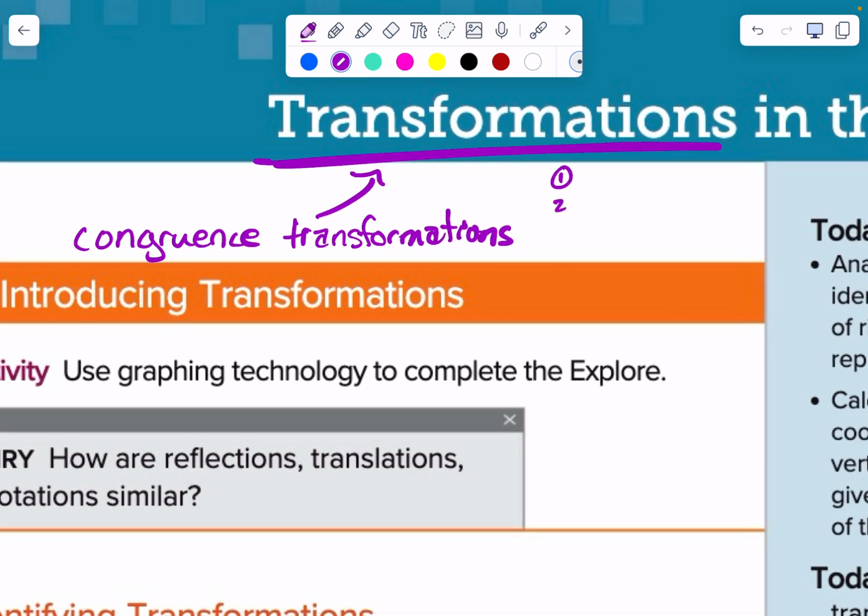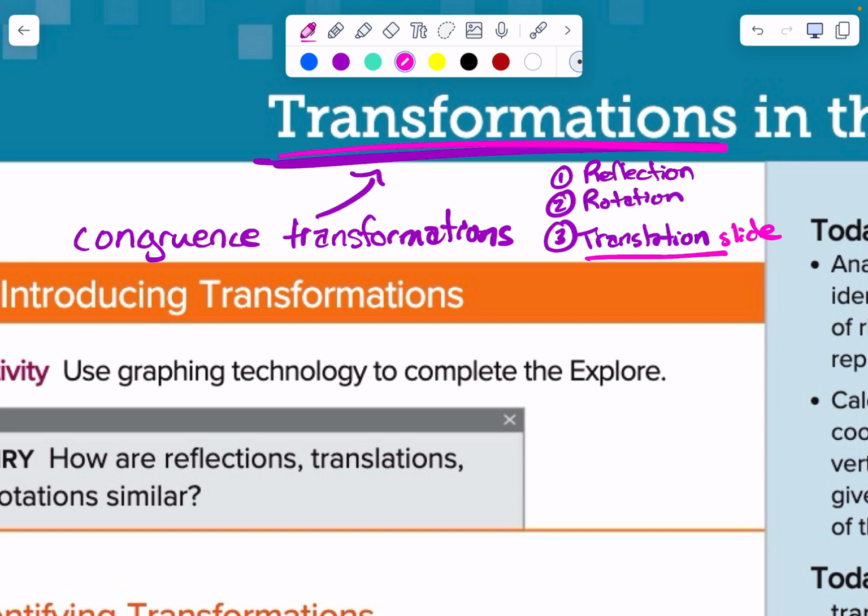The three types that we're doing are a reflection, rotation, and a translation. People get the words transformation and translation confused. What is a translation? When you move it. This is a slide, or when you just move it, right? A transformation is all three of those together. Transformation is the umbrella term. Reflections, rotations, translations, those are the things that you could do, okay?